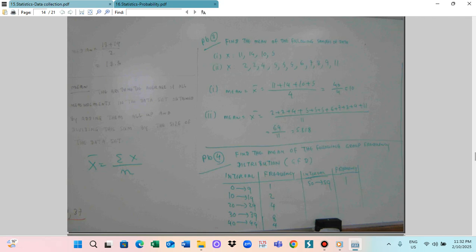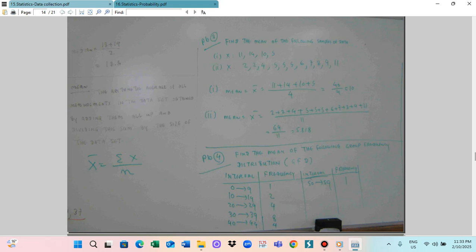So the first data set is 11, 14, 10, 5. You have to find the mean. For the mean you have to add all of them. The mean is x bar. So you add 11 plus 14 plus 10 plus 5. The number of data, you can count: 1, 2, 3, 4. So the count will be 4. So the mean will be 40 divided by 4, which is equal to 10. Alright.